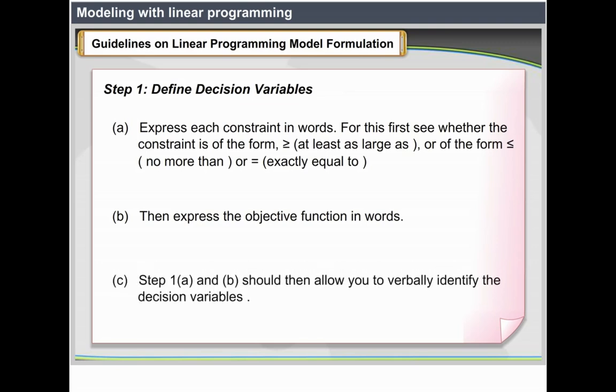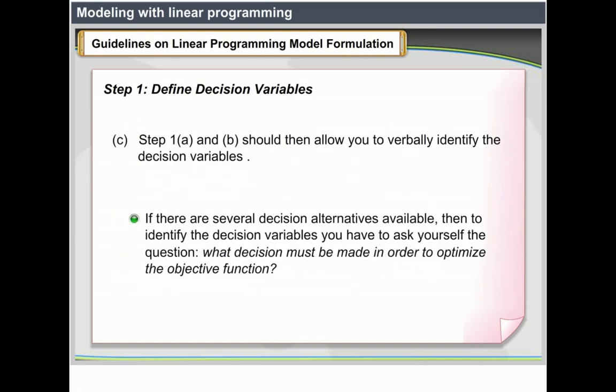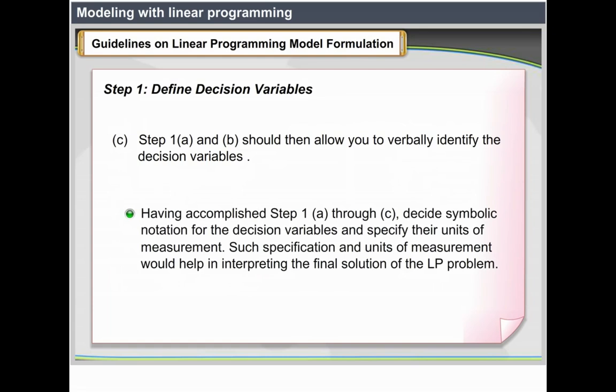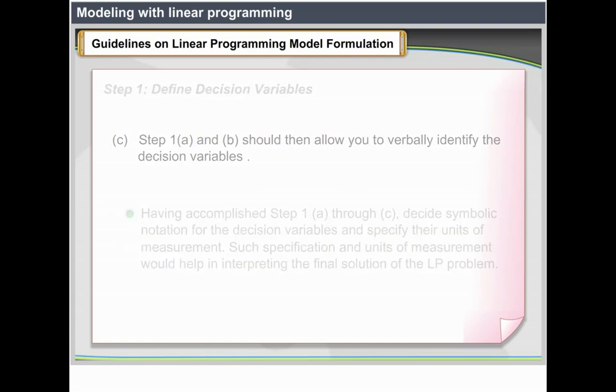C. Step 1a and b should then allow you to verbally identify the decision variables. If there are several decision alternatives available, then to identify the decision variables you have to ask yourself the question, what decision must be made in order to optimize the objective function? Having accomplished step 1a through c, decide symbolic notation for the decision variables and specify the units of measurement. Such specification and units of measurement would help in interpreting the final solution of the linear programming problem.